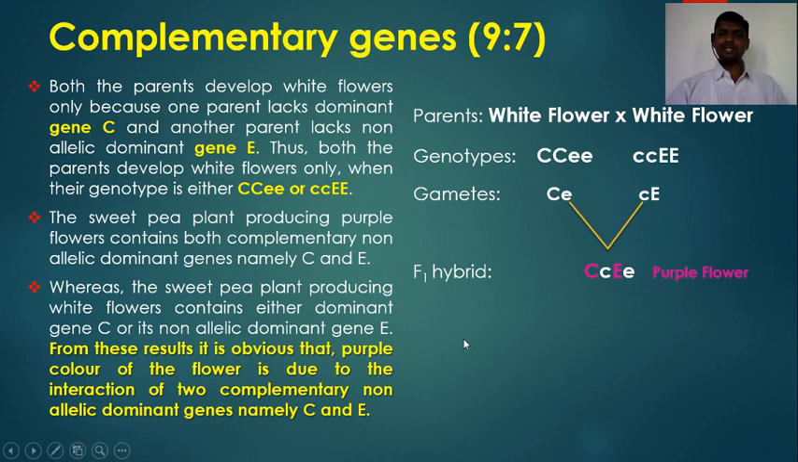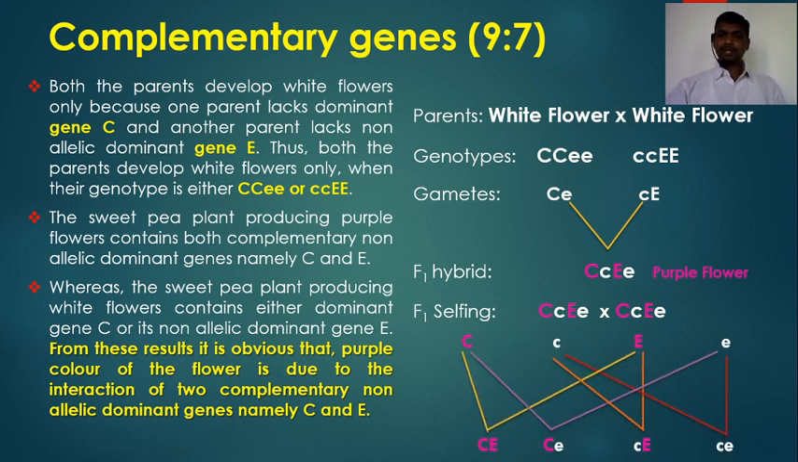So from these results, it is concluded that the purple color of the flower is due to the interaction of two complementary non-allelic dominant genes, namely C and E. So when this F1 has been crossed among themselves, we get the gametes. So here the gametes are produced like this. The capital C, small c, capital E and small e we separate here from this parent. We get the different combinations.